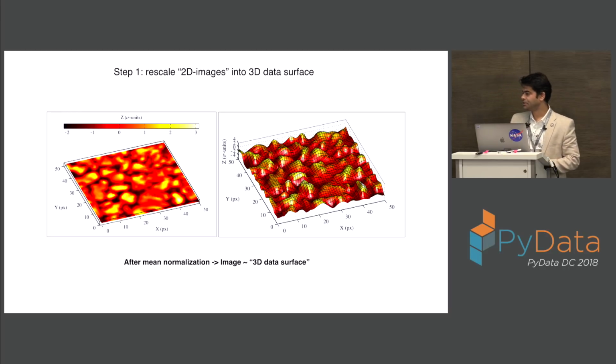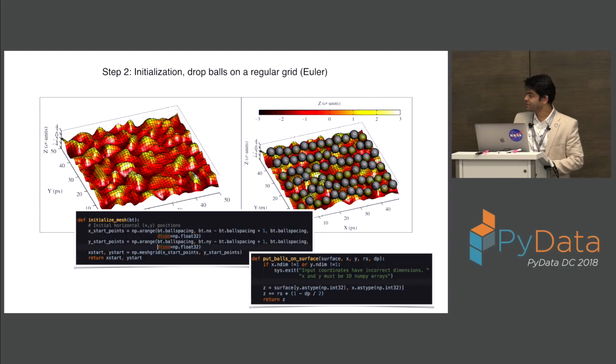And once you do that using simply mean normalization, so you subtract the mean and divide by the standard deviation, you obtain an intensity map that, when you look at it in 3D, looks like this carpet full of bumps. The initialization of such an algorithm is very simple. We just have a regular mesh grid, so that you have an equal spacing between the balls at the beginning. And there is a rule to put the balls on the surface: the penetration of the data surface into the ball is about 10% of the radius of the ball.